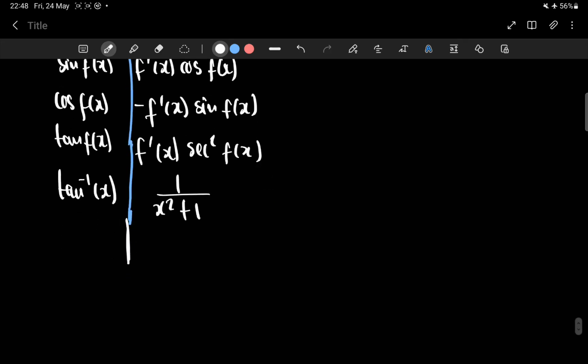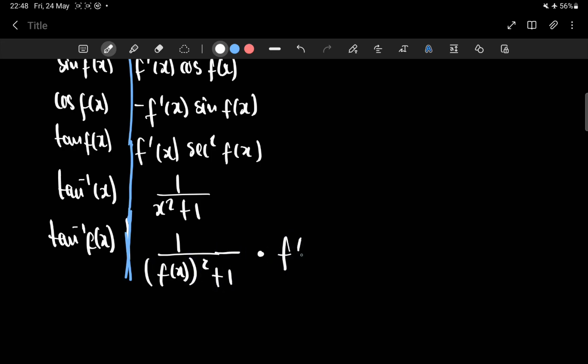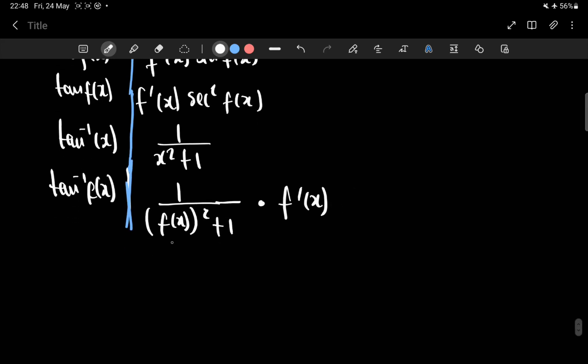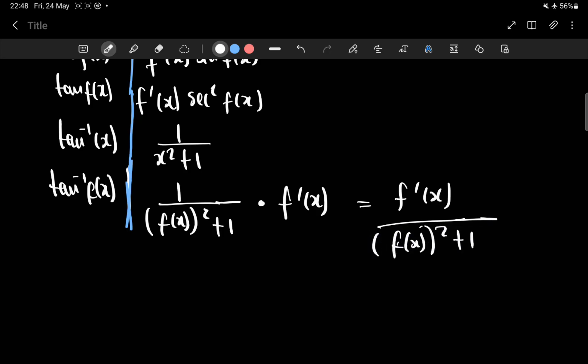Okay, good. So what about this one? If it's tan inverse of f of x, some function which is not x, I'll put it for you right now. Instead of saying times 1, it will be 1 over f of x all squared plus 1. Then you multiply by f dash x, which is the same as saying f dash x over f of x all squared plus 1. You could also put it that way. And this is done. Bravo!